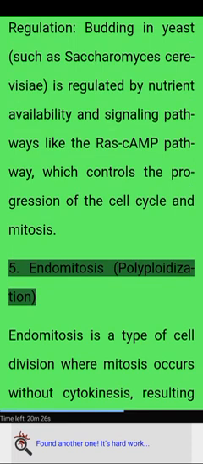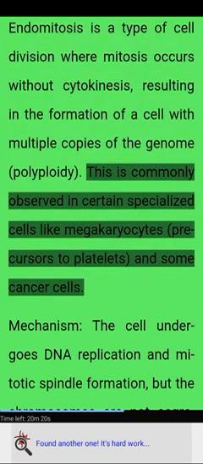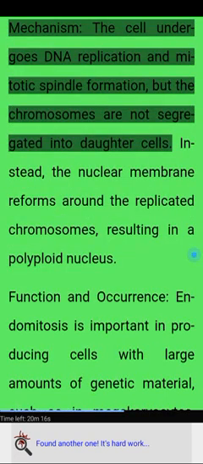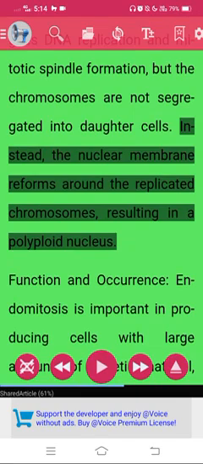5. Endomitosis polyploidization. Endomitosis is a type of cell division where mitosis occurs without cytokinesis, resulting in the formation of a cell with multiple copies of the genome, polyploidy. This is commonly observed in certain specialized cells like megakaryocytes, precursors to platelets, and some cancer cells. Mechanism. The cell undergoes DNA replication and meiotic spindle formation, but the chromosomes are not segregated into daughter cells. Instead, the nuclear membrane reforms around the replicated chromosomes, resulting in a polyploid nucleus.